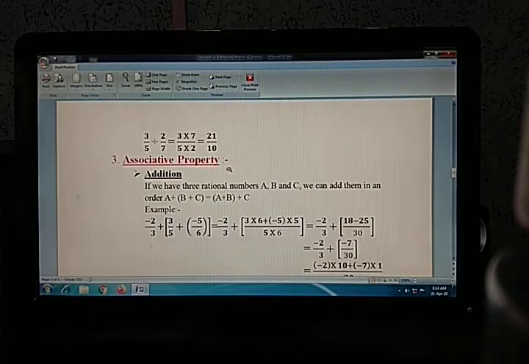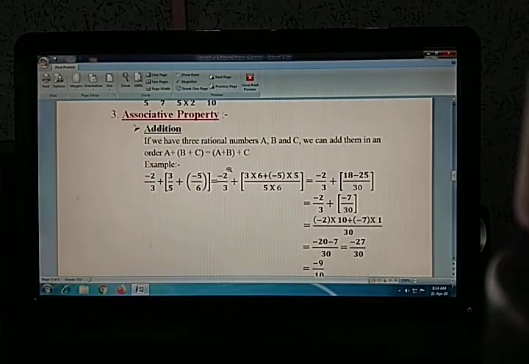Now moving on with the third property of rational numbers, that is the associative property. Here also the rational numbers have to follow an order, but here we will be taking three rational numbers instead of two rational numbers that we have taken in commutative property. Here we will be taking three rational numbers a, b and c, and the order is this: a plus inside bracket b plus c should be equal to a plus b inside bracket plus c. So this is the associative property.